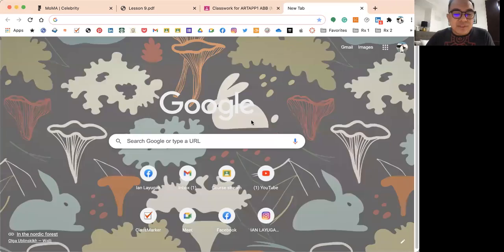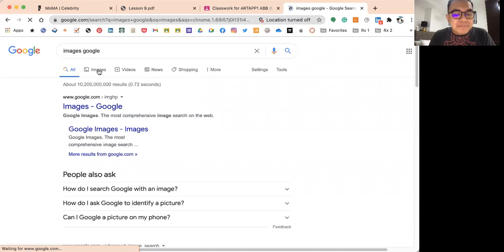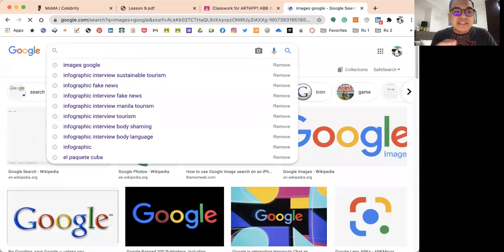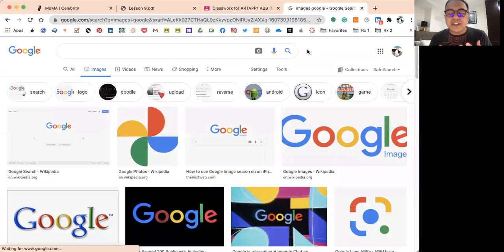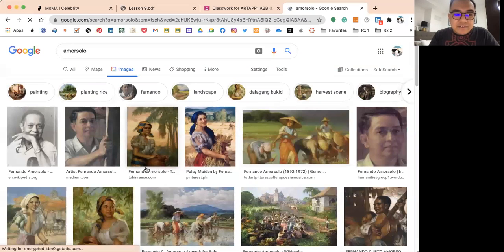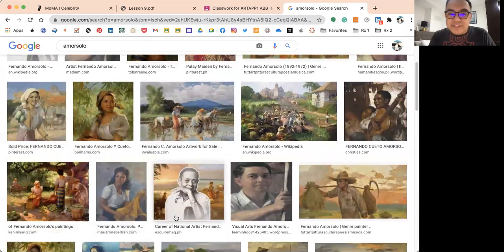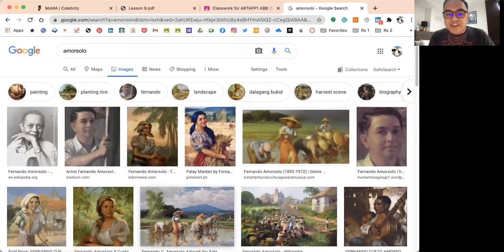I'm opening Google Images here so we can look into some styles. I'll just be typing in some artist names, and you're going to see just how similar their works are. Let's start with Amorsolo. As you can see, the themes pa lang, and the way that the colors and the oil were used, even the subject matter, very Filipino, very post-Spanish colonial themes, very good ones.